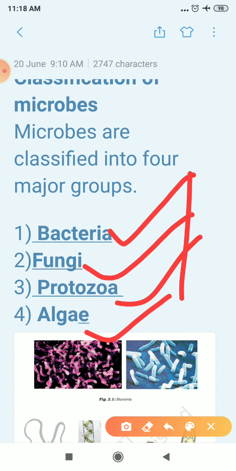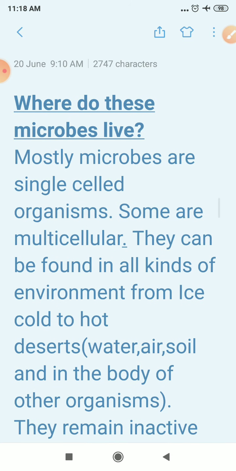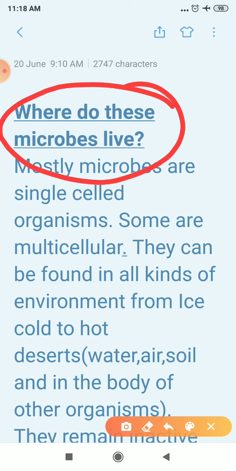Where do these microorganisms live? You can find these microorganisms everywhere. From extreme conditions and from favorable conditions also. They can live in ice cold conditions, in poles. They can live in the hot deserts. They can live in water. They can be present in air. They can be present in soil. They can be present in the body of other organisms also.